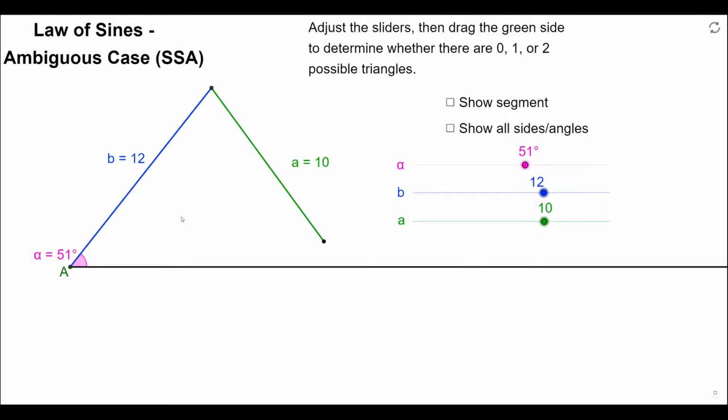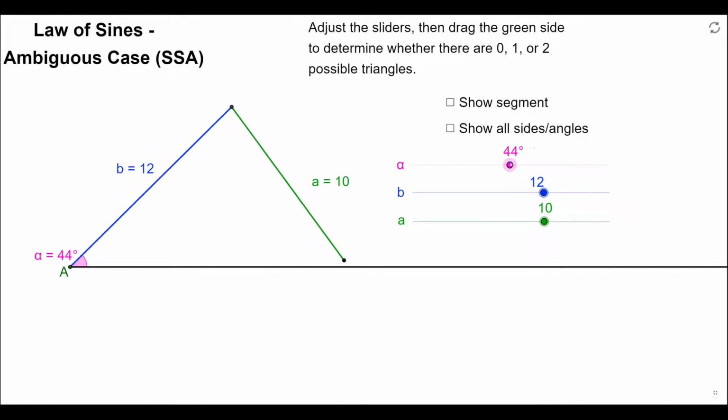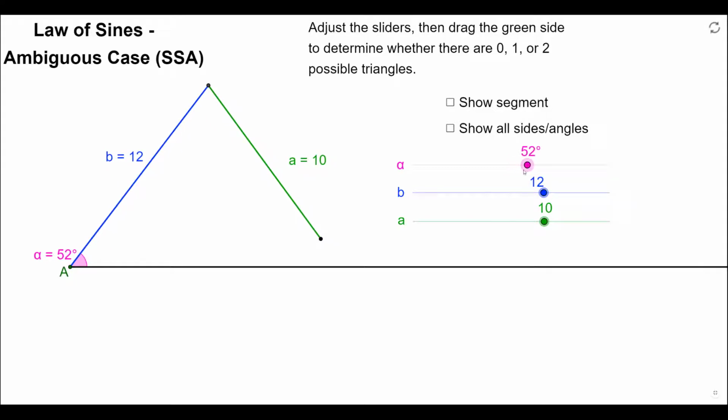But here's a case where you can use the law of sines. Somebody will hand you an angle. It's this angle right here that I'm just fiddling with. Let's just put it back at 52 degrees. And they give you a couple sides. Now, that's not actually always true.